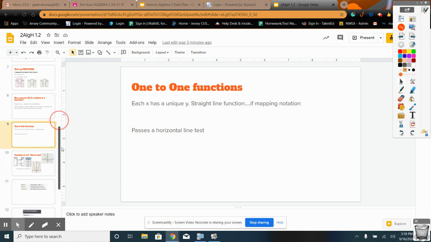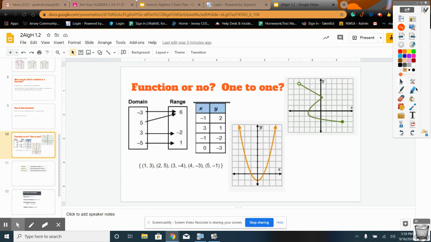Okay, so let's do some practice. Are these functions or not? If they are a function, are they one-to-one? So let's look at this guy first. Is it a function? Well, let's check the x's. The -3 goes here, the 5 goes here, the 3 goes here, and the -5 goes here. Each x is only going to one y. This is a function. So that's a yes, function. Is it one-to-one? Well, this 6 is going both to the 5 and the -3, so it's not one-to-one. It's just a function.